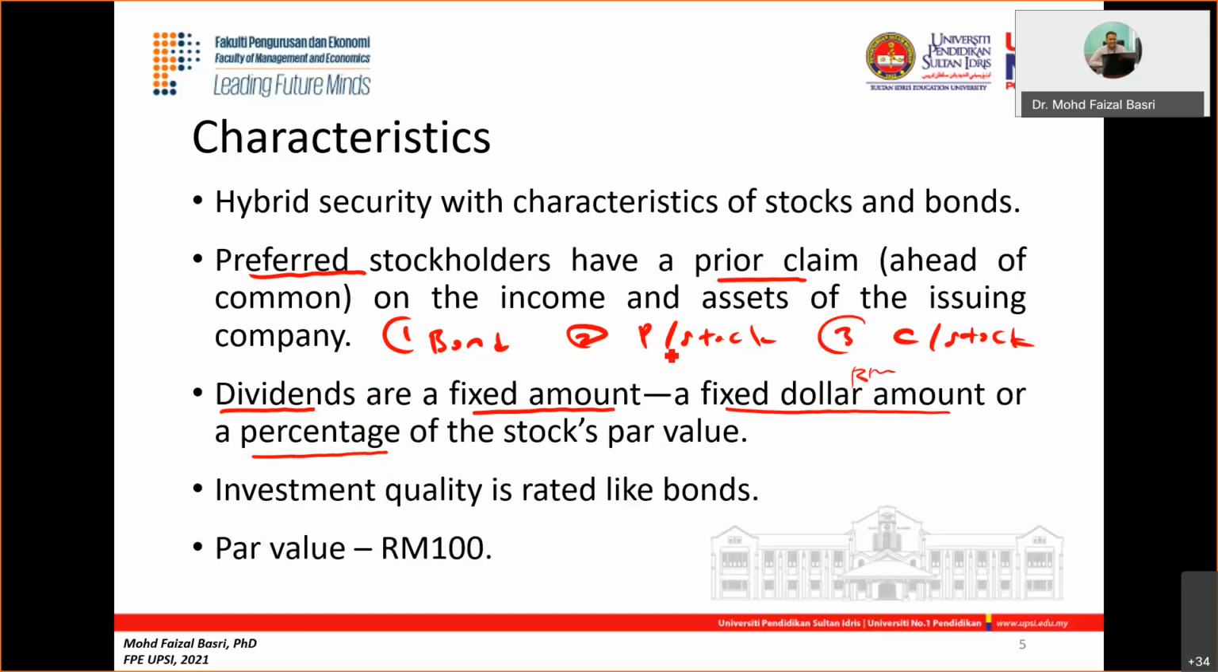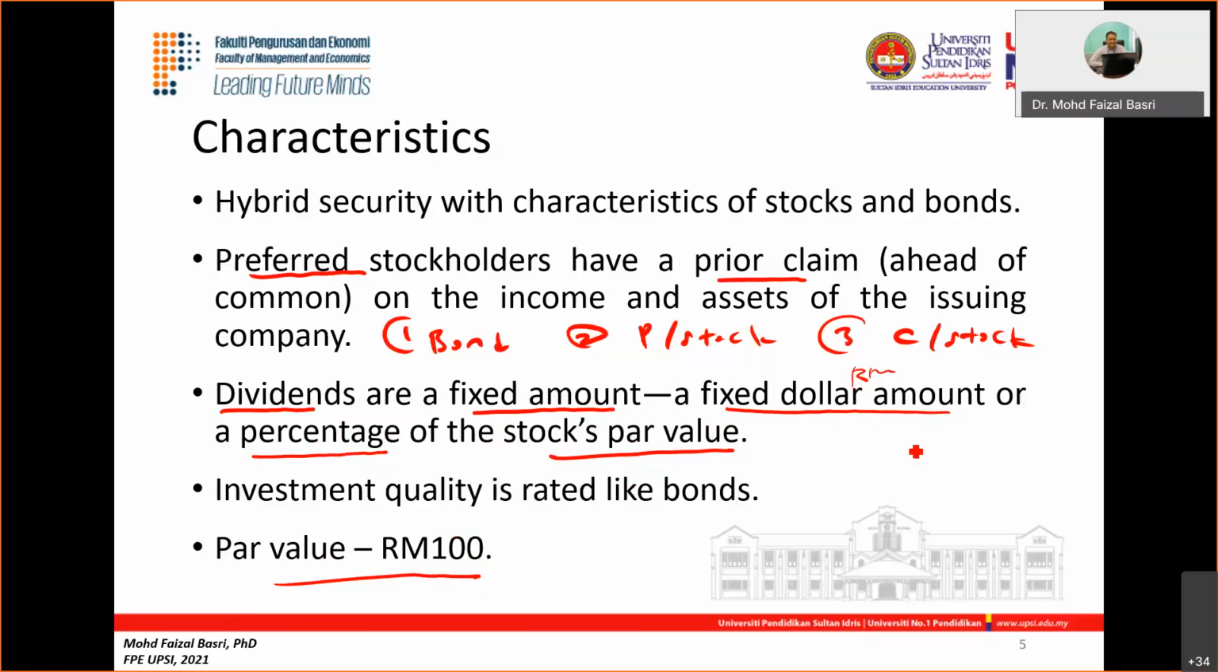Regardless of whether it is a fixed dollar amount or a percentage, we can find how much the return will be for every unit, because even if it's a percentage, we can get it in ringgit by multiplying the percentage with the stock's par value. Again, if you remember, the par value of a bond is 1,000 ringgit, but for preferred stock, the par value is 100 ringgit each. So if it's given as a percentage, to get the ringgit amount, simply multiply the percentage with the 100 ringgit.